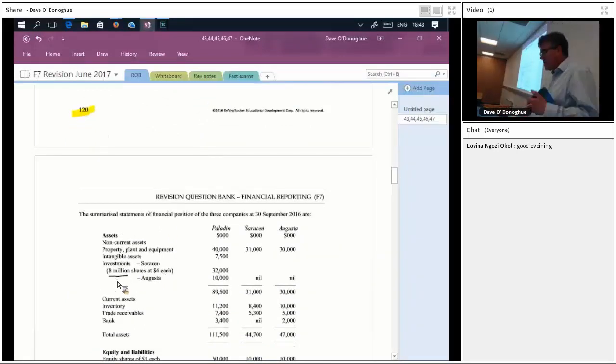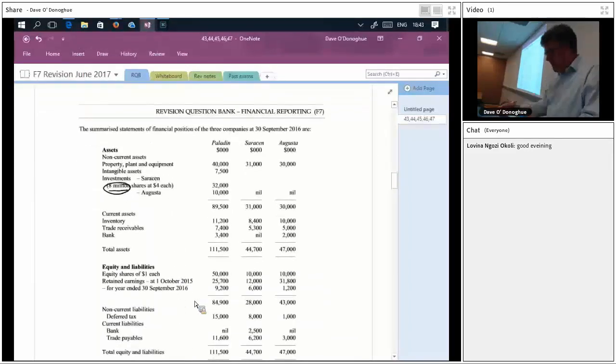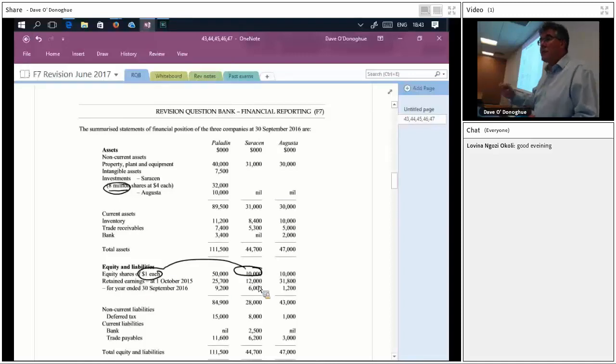Anyway, somewhere on the exam, they have to give you an indication as to what the investment was. How many shares does Saracen have? They have 10 million. What do you have to throw a courtesy eye to? The nominal value. Make sure that they're $1 each, because if they're 50-cent shares, well then they would have 20 million shares.